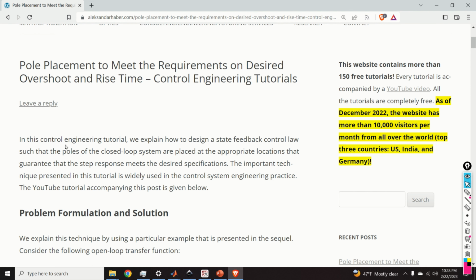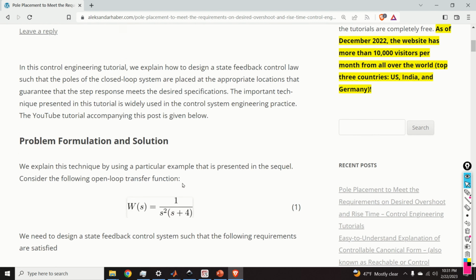In this tutorial, I will explain one very important technique for designing feedback control systems. Namely, I will explain how to place or assign poles of the closed-loop system such that we meet the requirements on desired overshoot and rise time of the transient response. That is, we want to design a feedback controller that shapes the transient response. And this is one of the main problems in control engineering. So let us immediately jump on the problem.